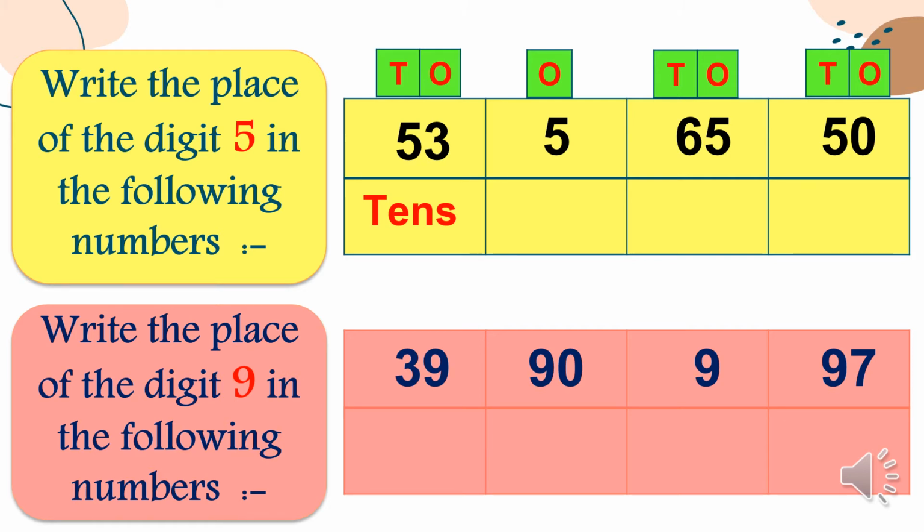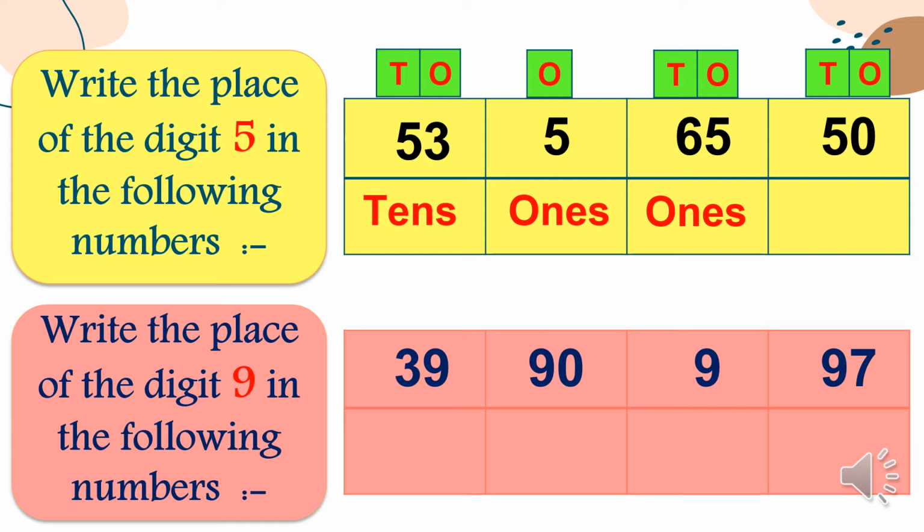Okay, we have here just 5. So 5 in which place? In ones. We have here 65. So 5 here in which place? Look, in ones. We have here number 50. So 5 here in which place? In tens.